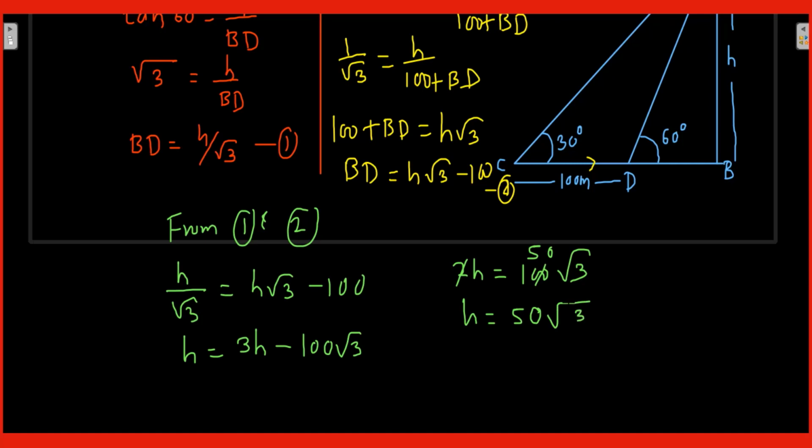And therefore the height of the tower is equal to 50 root 3 meter. So the height of the tower is 50 root 3 meter, and if the value of root 3 is given in the question, then put the value of root 3 whatever it is given as 1.73 and multiply it by 50.